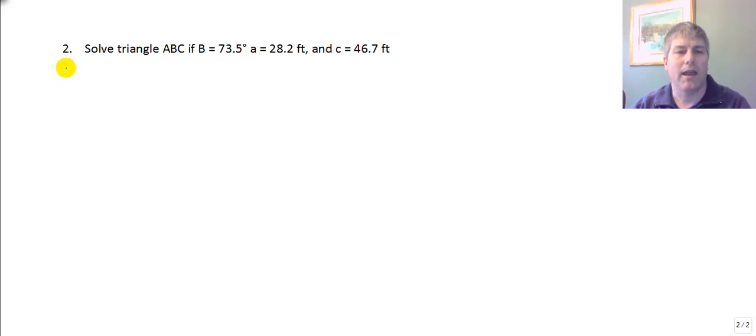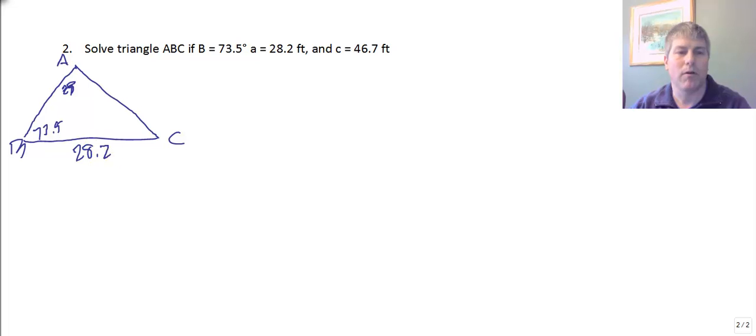Solve triangle ABC. If angle B is 73.5, side A is 28.2, and side C is 46.7. So we have our particular triangle, and here we have side, angle, side. We can't use the law of sines because I don't have the side opposite the angle I know, and I don't have the angle opposite the sides I know. So I've got to use the law of cosines.